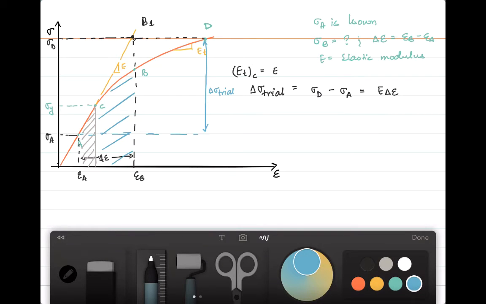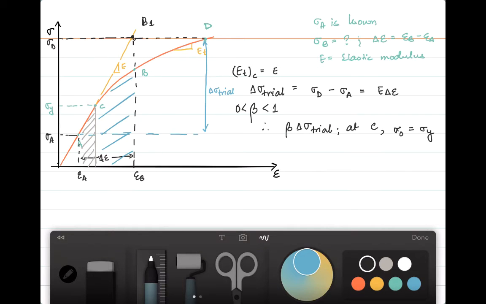So we can find out a fraction of this delta sigma trial by using a value called beta, which is a fraction that lies between 0 and 1. So we can say a fraction of this delta sigma trial at the point C is such that yielding occurs. So we know that sigma naught from the yield function is equal to sigma y.